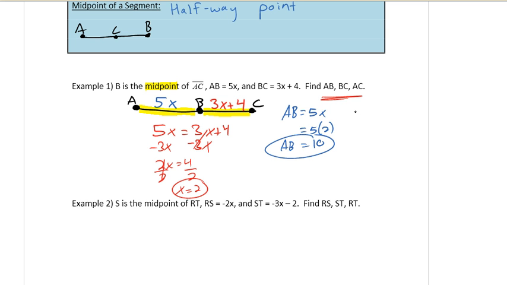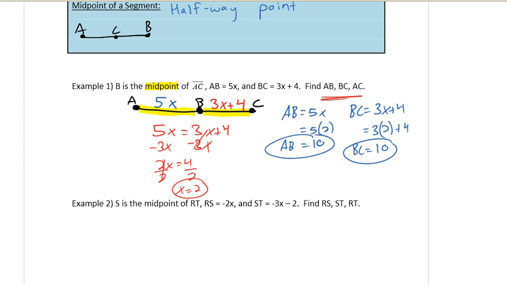We also have to find BC. So we have 3x plus 4. 3 times 2 plus 4. BC is equal to 10. Okay, which makes sense. We should know AB is equal to BC, but that's a good way to double check your answer.